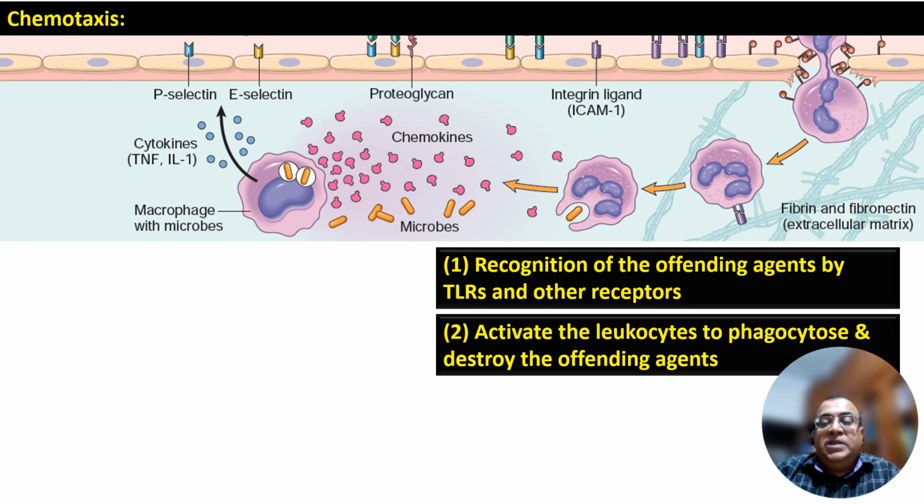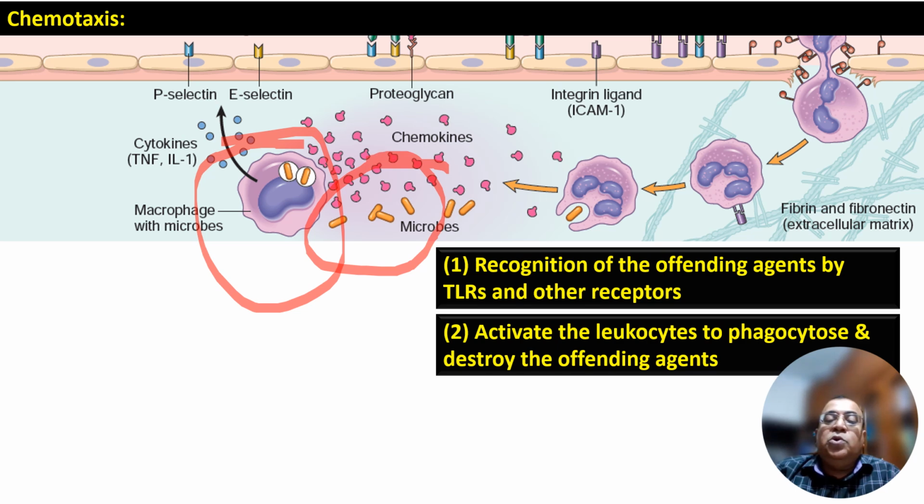So now these neutrophils are lying in this environment at the site of the injury, and here now they recognize the offending agent. They recognize these through toll-like receptor and other receptor, and there is activation of the leukocytes to phagocyte and destroy these agents that we are going to study in the next video.